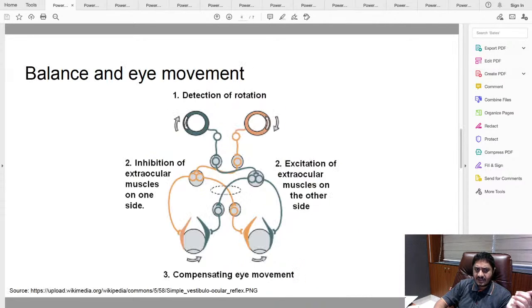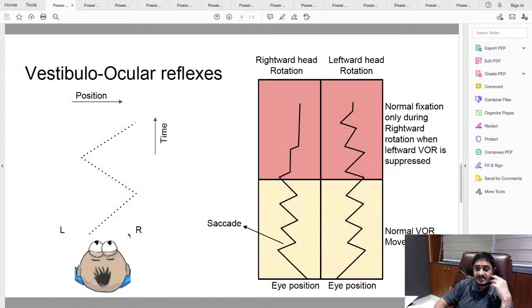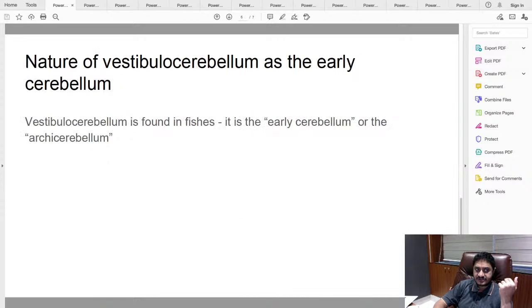Also, we had focused on eye movements some time ago, and specifically this case of the vestibulo-ocular reflex. What happens in the presence of light and in the absence of light, and how normal fixation happens only during rightward rotation when the leftward vestibulo-ocular reflex is suppressed, but not during leftward rotation. So there are going to be jumps in the movement, fixations.